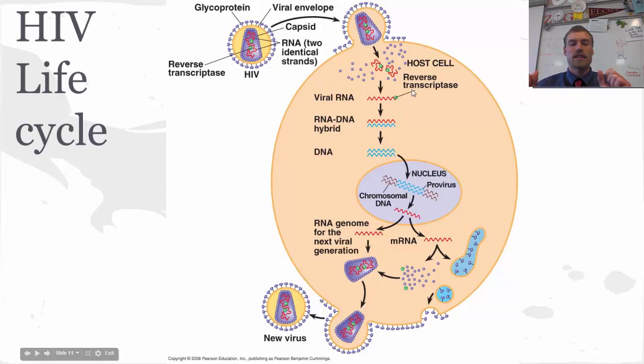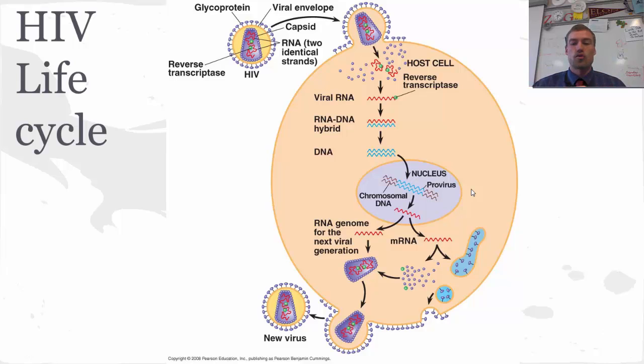Reverse transcriptase is going to take the viral RNA. It is going to then produce an RNA-DNA hybrid. So you've got RNA with a complementary DNA. That RNA is then replaced with DNA. The DNA is then incorporated into the chromosome. We call that now a provirus because it's not really a virus, but that DNA is in the cell. So we call it the provirus.